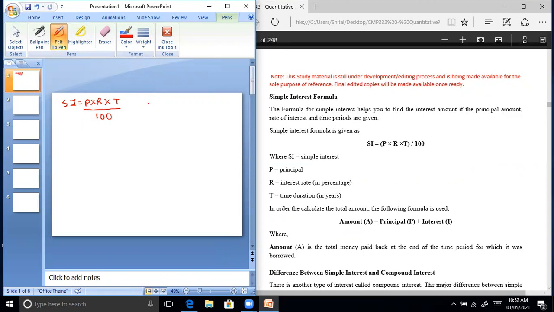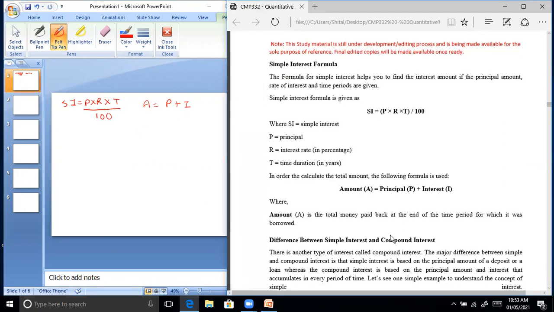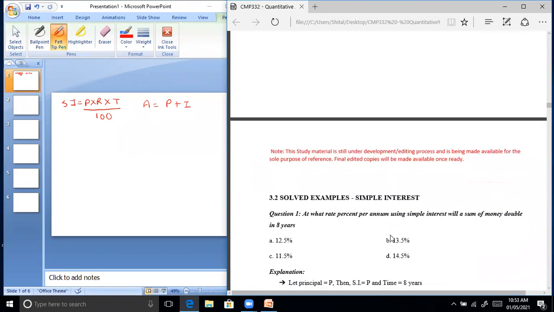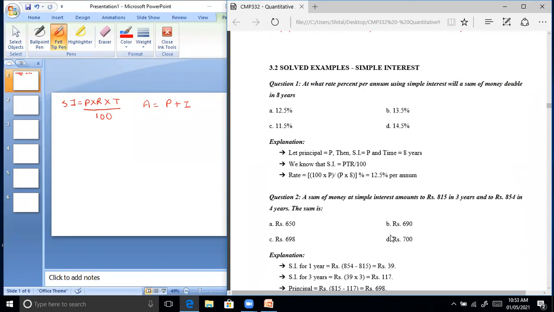When you have to calculate the total amount, then A equals principal plus interest. Okay, this is the formula for amount. Amount is the total money paid back at the end of the time period for which it was borrowed. So this is the formula for simple interest and amount. So we'll see the examples for the simple interest.